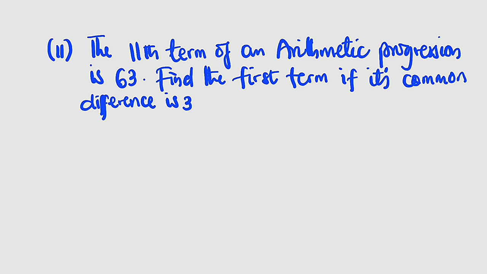And question number 11 reads, the 11th term of an arithmetic progression is 63. We're asked to find the first term if its common difference is equal to 3. Alright, remember that every single term in an arithmetic progression sequence Tn is equal to a plus n minus 1 multiplied by d, for which a here is the first term, n stands for the number of terms, and d is the common difference. But we are given term number 11 according to the question, which is equal to 63.